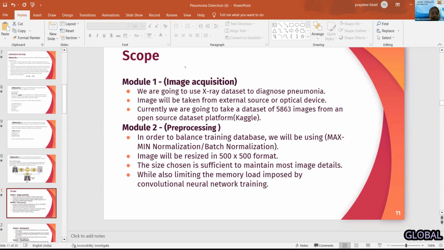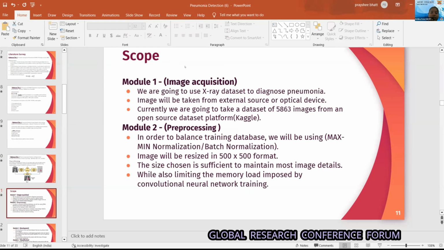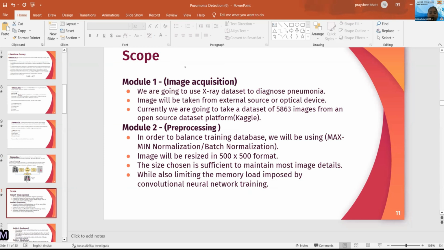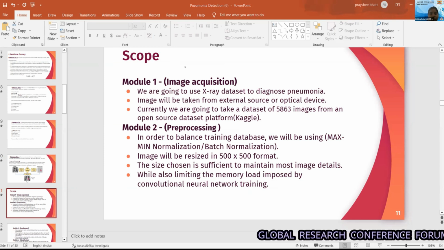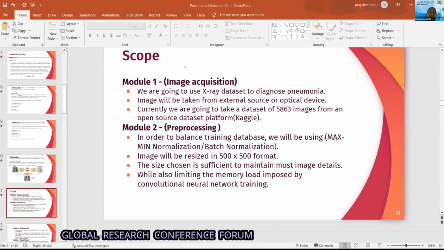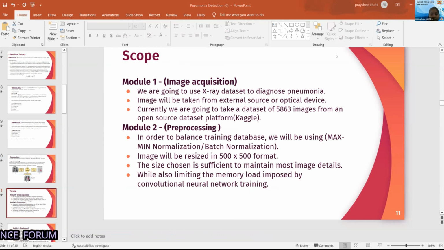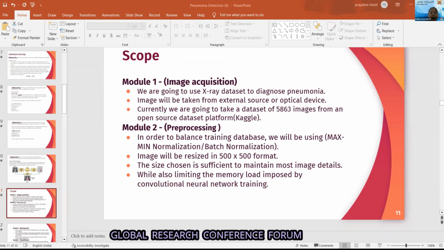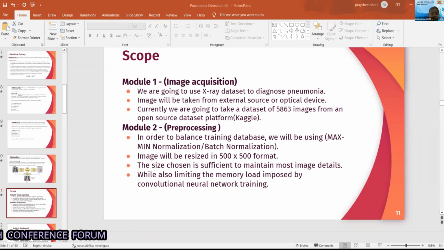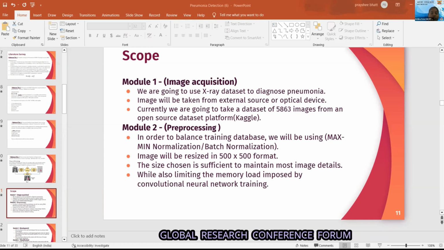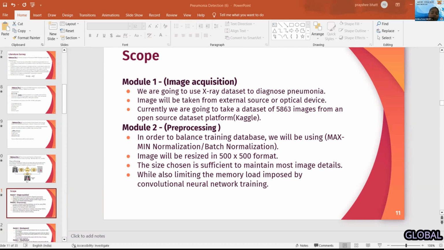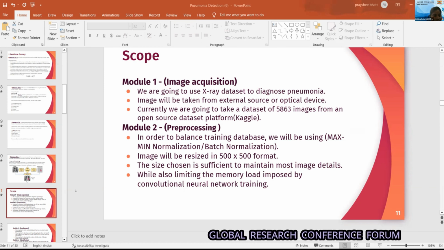This is the scope. In module 1, image acquisition, we are going to use an X-ray dataset to diagnose pneumonia. Images are taken from an external source, or we downloaded the dataset from Kaggle. The second module is pre-processing. To balance the training database, we use batch normalization or maximum normalization. The image will be resized to 500 by 500 format, since limiting the memory load is also imposed by convolutional neural network training.